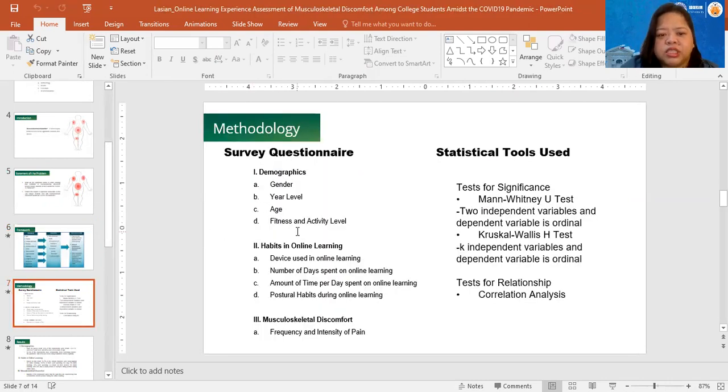For our methodology, we're going to use survey questionnaires wherein we are going to identify the demographics, the habits in online learning, and musculoskeletal discomfort. At the same time, in order for us to validate or to process those data, we're going to use statistical tools, namely the test for significance and at the same time the test of relationship, so that we were able to identify what are the significant factors that need to be addressed in our recommendation.